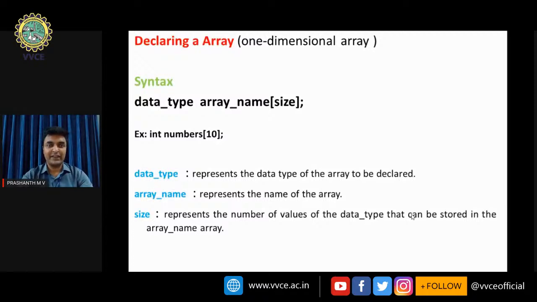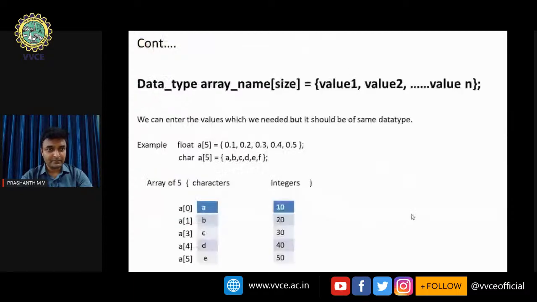So this is the way we are going to declare the array elements. Clear? So data type, array name: what type of data I need, what is the name of the array, and what will be the size. Clear? This is the syntax for declaring the array in one dimension. Clear? So what about two dimensional? I will explain later. Clear?